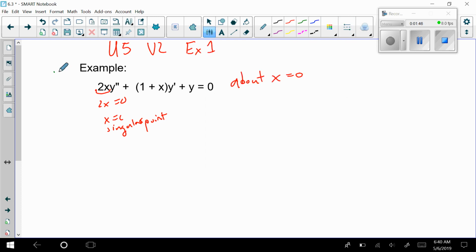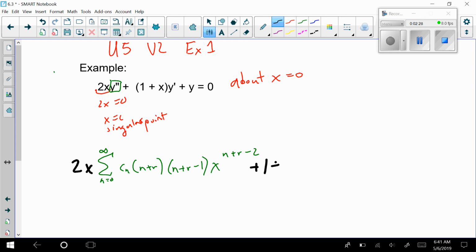So now we want to do the same type of things that we've done before. In the last video, I said what y double prime was, which is the summation as n equals 0 to infinity of c sub n plus r, n plus r minus 1, x to the n plus r minus 2. Now this whole thing had a 2x sitting out here, and then the next part, I would have a plus 1 plus x, and that's y prime. Well, y prime, again from last video, is the summation n equals 0 to infinity of c sub n plus r, x to the n plus r minus 1.